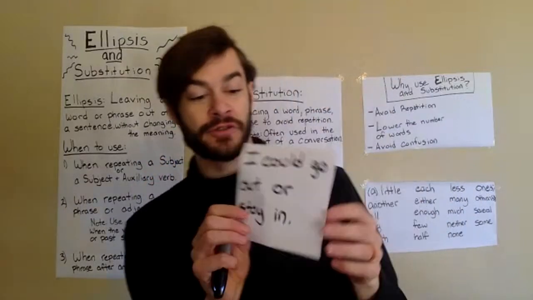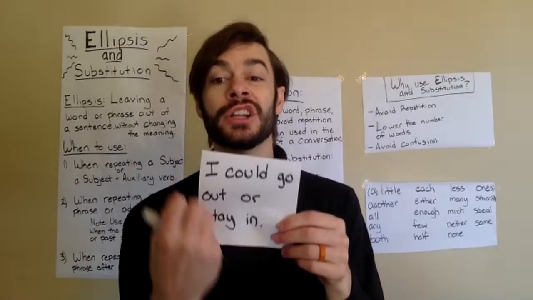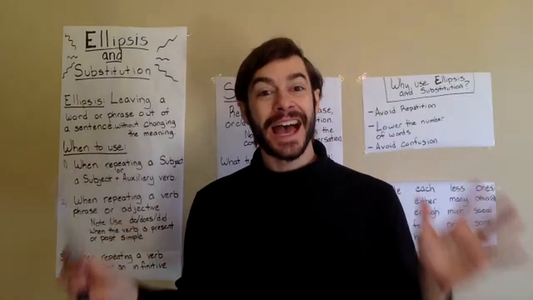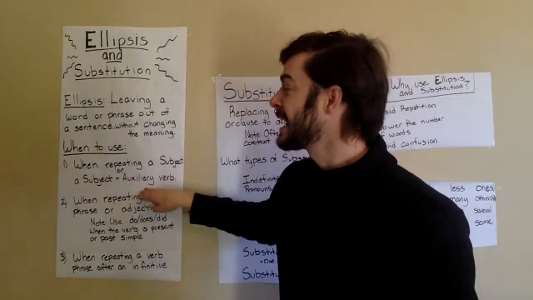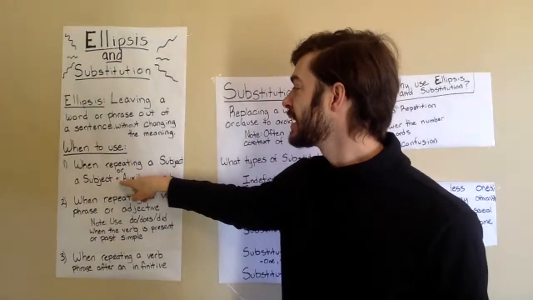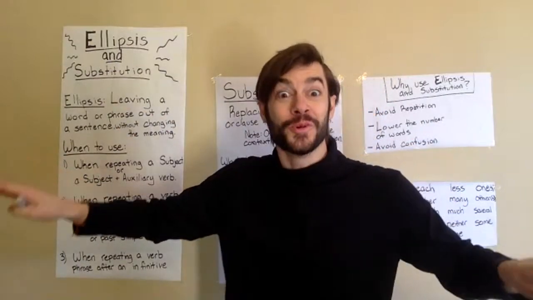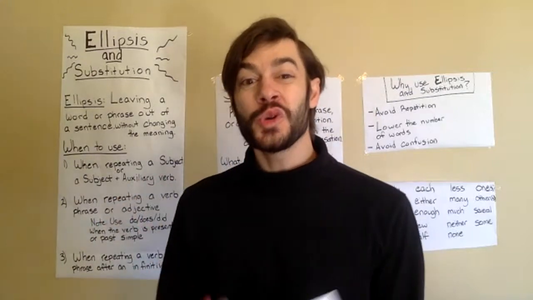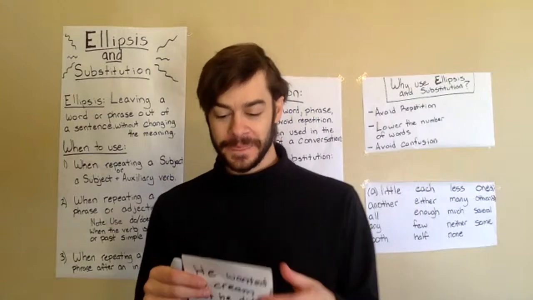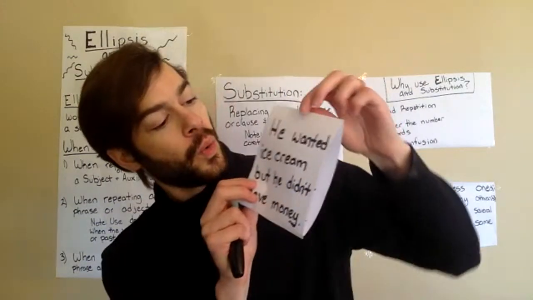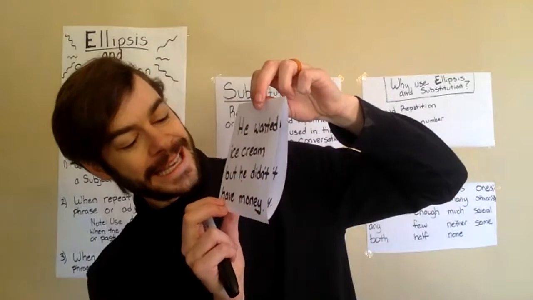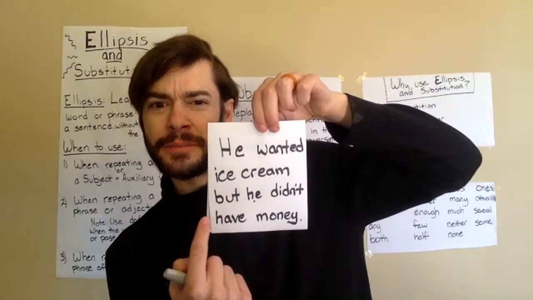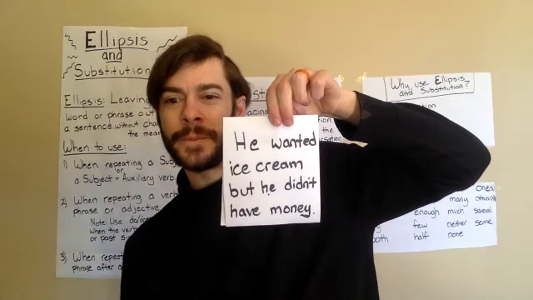And that makes it easier for us. We don't have to say "I could" twice. "I could go out or stay in." Excellent. All right, so that is another example of a repeating subject plus auxiliary verb that we remove. Now let's try another example, but I want you to help me with this one. The first sentence is, "He wanted ice cream, but he didn't have money."